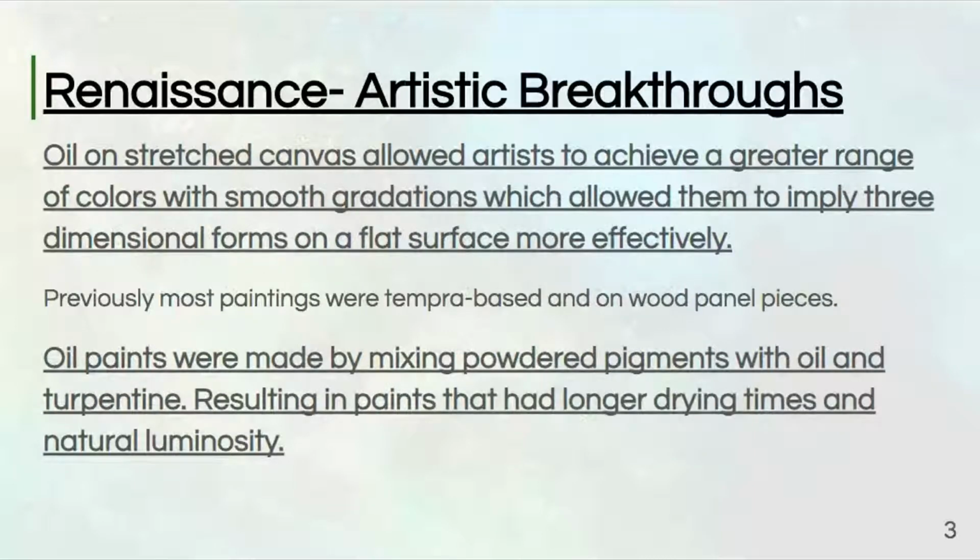The first is oil on stretched canvas. This allowed artists to have a greater range of colors. We have smoother gradations. It really propels artists forward, wanting to imply three-dimensional form on a flat surface. To back up a little bit, all of the other art that we have looked at has mostly been tempera-based, which is an egg-based paint, and it's been on wood panels or perhaps on walls. So a much narrower range is available with those media.